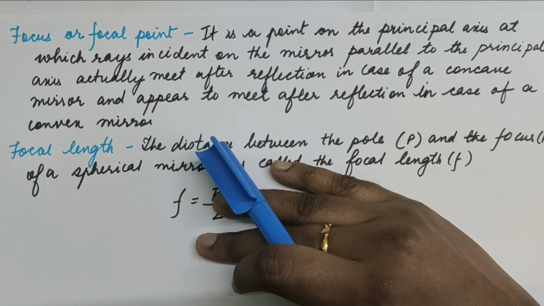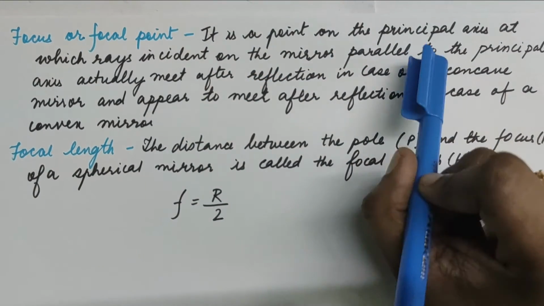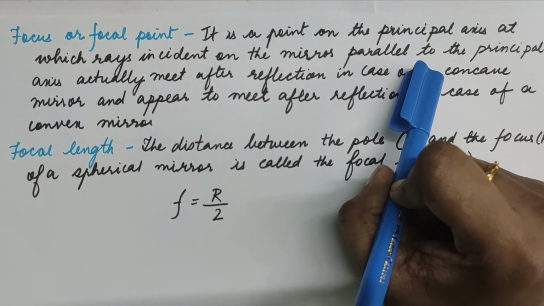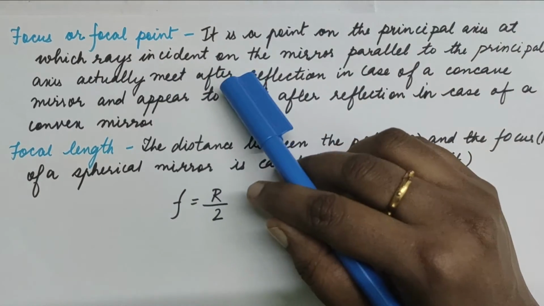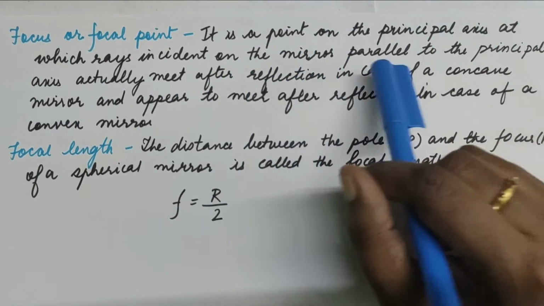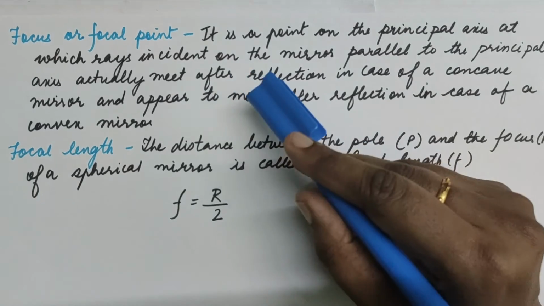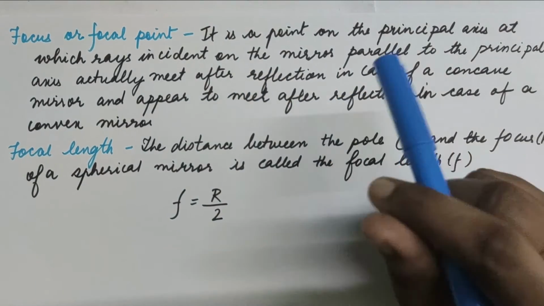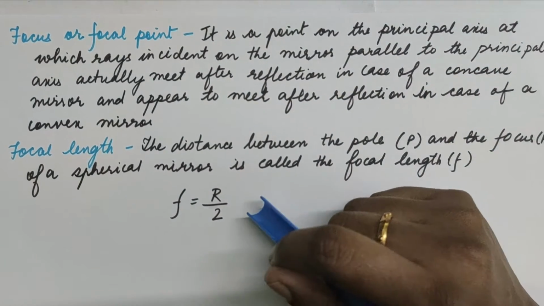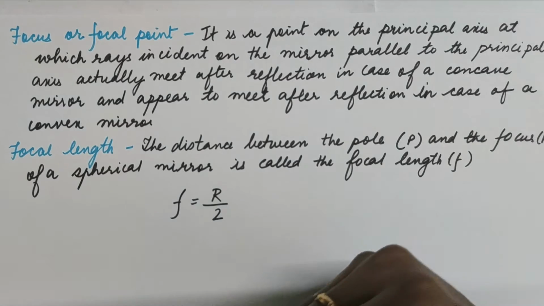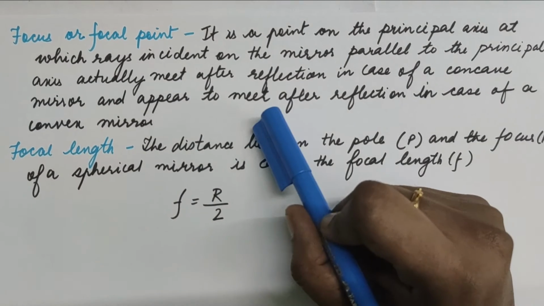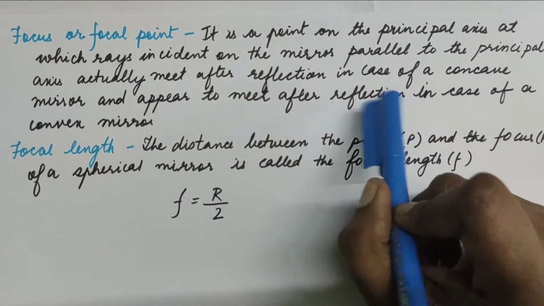Now focus or the focal point. It is a point on the principal axis at which the rays incident on the mirror parallel to the principal axis actually meet after reflection in case of a concave mirror. In a concave mirror, the rays actually meet, and they appear to meet after reflection in case of the convex mirror.